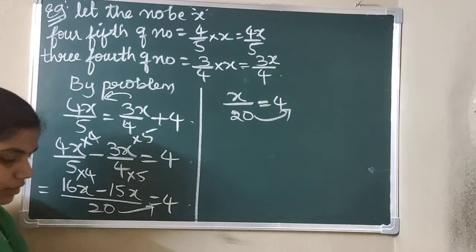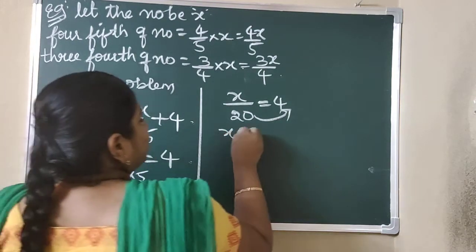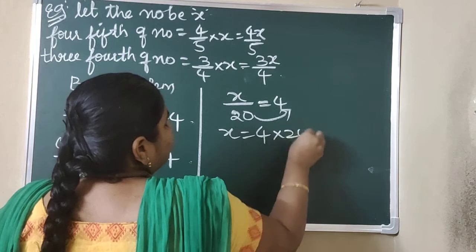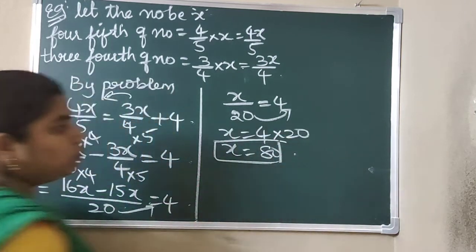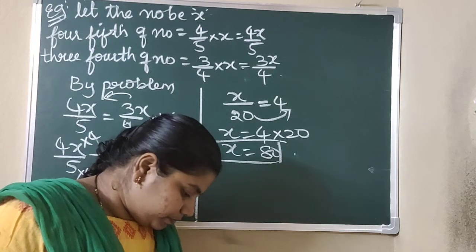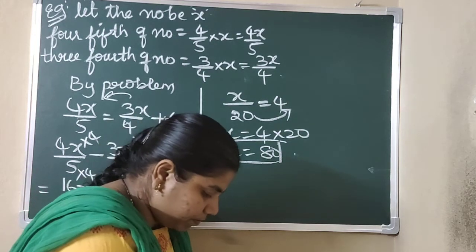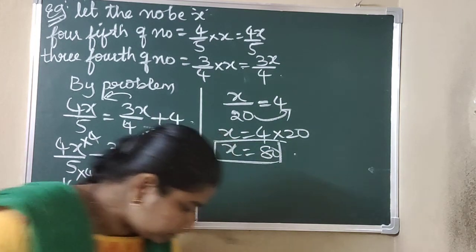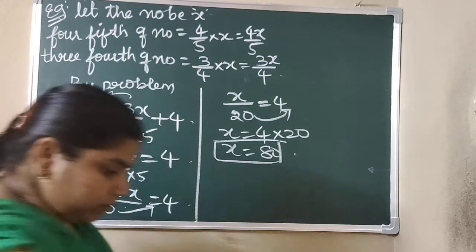Transpose this 4 to the other side, that will become multiplication. So your x will be equal to 4 into 20. 4 into 20 is how much? 80. So what is the x value? X value is 80. So this is our next solution. So next one.